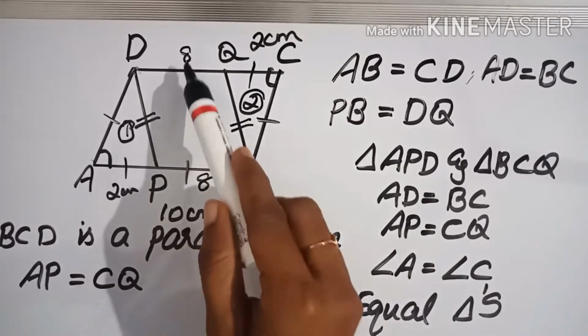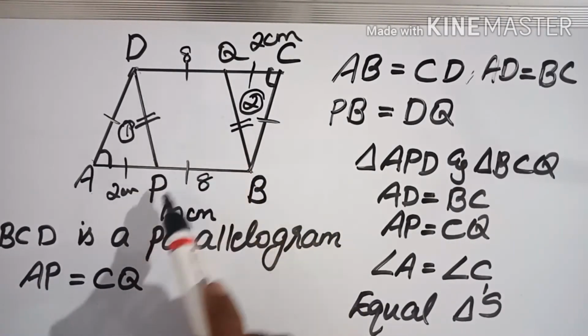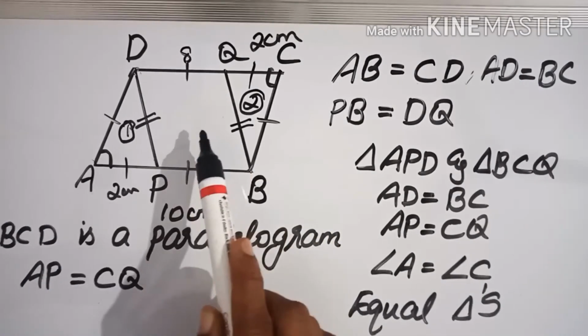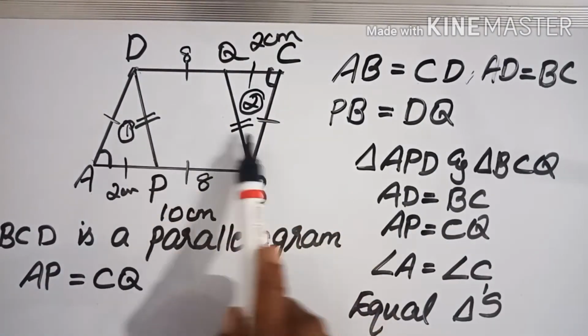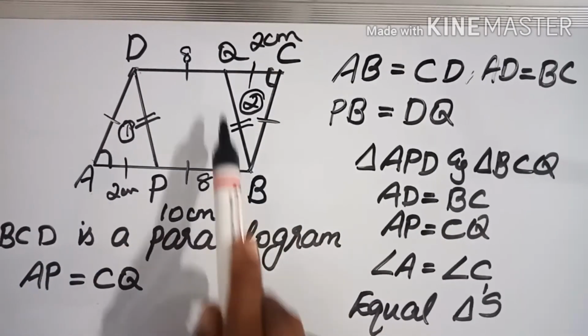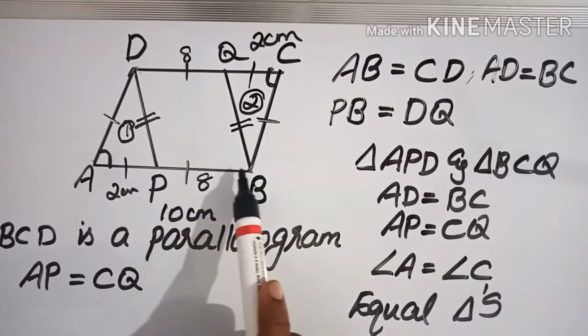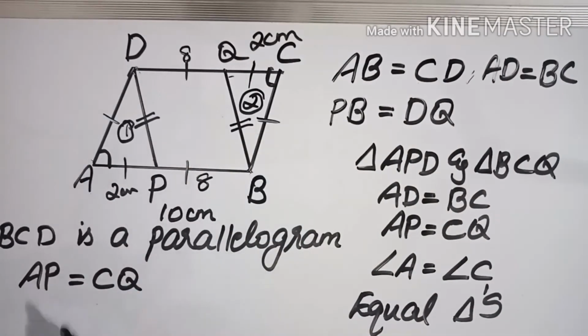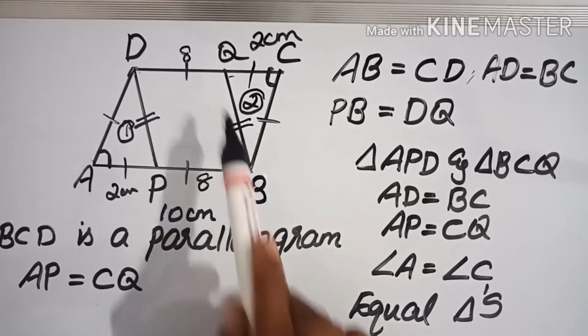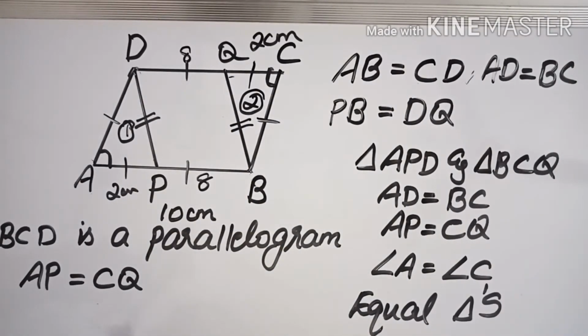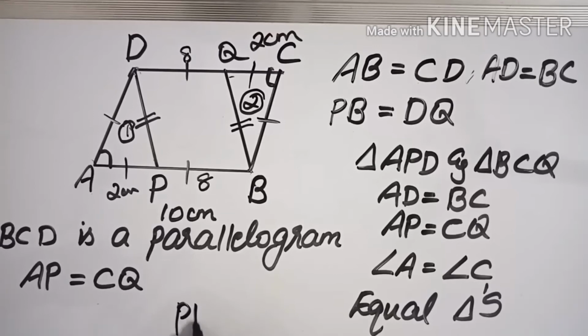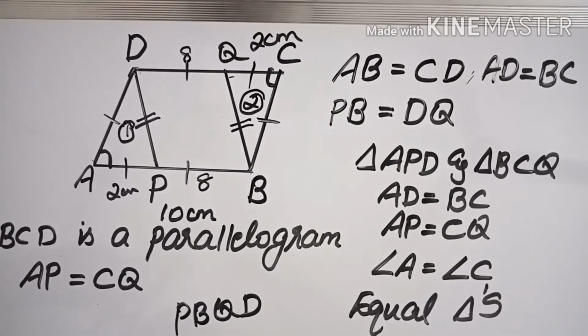Okay, so one pair of opposite sides DQ and PB equal, next pair of opposite sides DP and QB equal. That means this quadrilateral PBQD will also be what? Both pairs of opposite sides equal means PBQD is also a parallelogram. Okay, PBQD is also a parallelogram. So this is a proof.